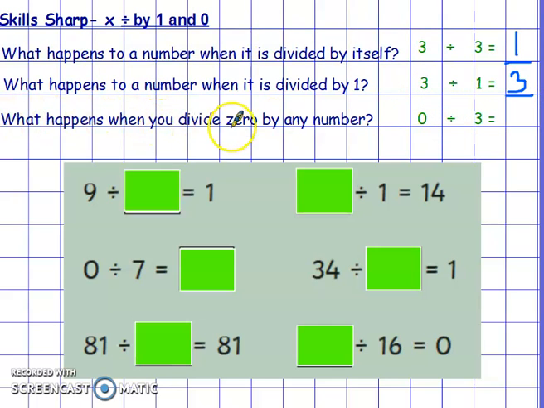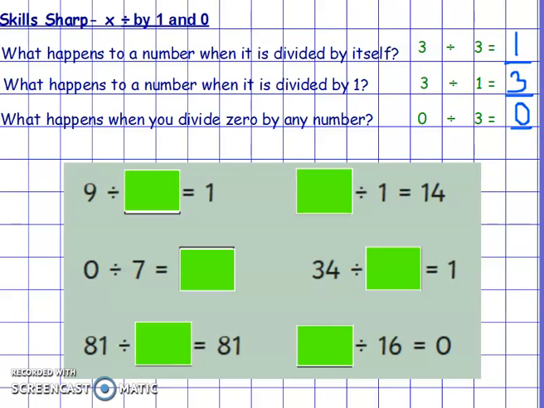And what happens when you divide 0 by any number? 0 divided by 3. Of course, the answer is 0, because we can't divide 0 by anything. So the answer is always 0.